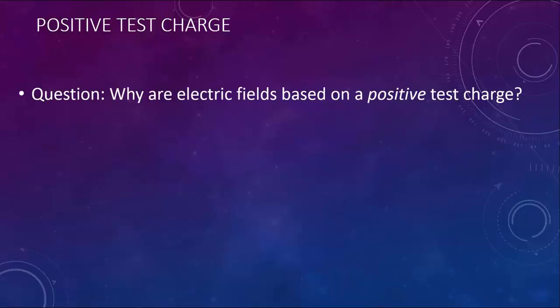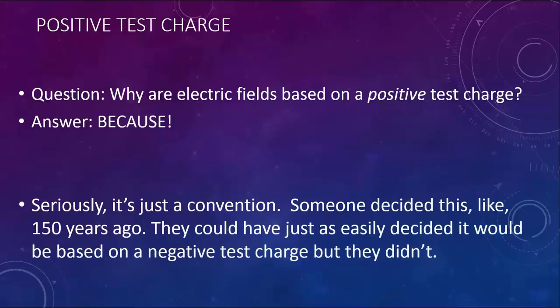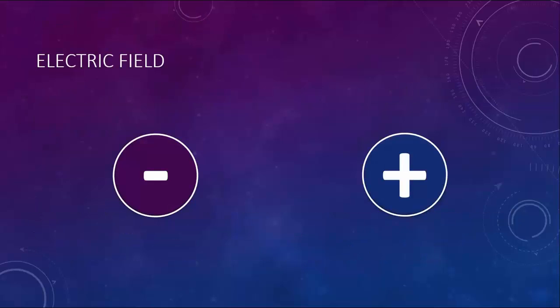Why are electric fields based on a positive test charge? Well, because. Seriously, that's the only answer I can give you. It is a convention in physics. Someone in the 1800s decided that we would base them off of a positive test charge. They could have just as easily decided that they would be based off of a negative test charge, but they didn't. Anyway, moving on. Here's a more complicated electric field.